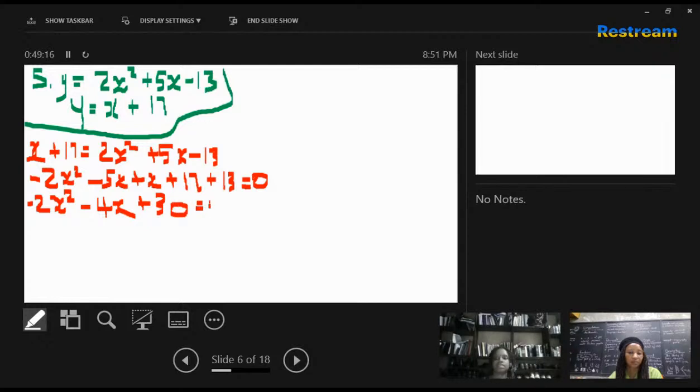Okay. So now we're going to do what we do best. We're going to multiply the two end values: negative 2 times positive 30 gives us negative 60. Now we need two factors of negative 60 that add to give negative 4x. So we are going to see what we can do here.